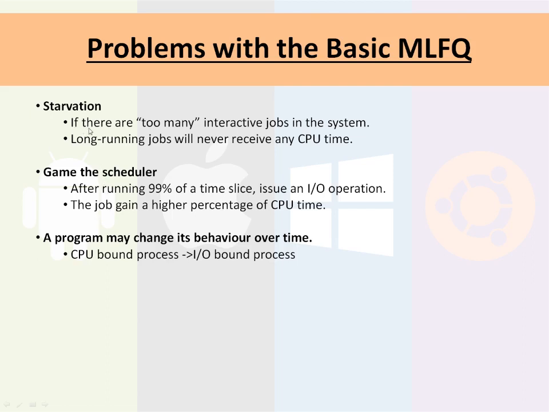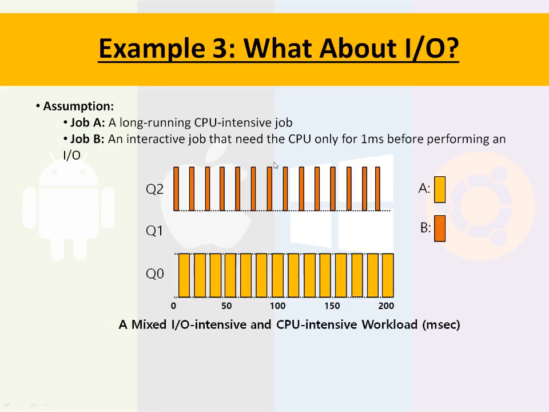So starvation states that if there are too many interactive jobs in the system, long-running jobs will never receive any CPU time. So if I go back to the previous example, what if I had like job C, which was exactly the same as job B? Well, they would both sit in this high priority band. And in that case, when job B is being processed and then it waits for input output, well then job C would then be scheduled because it would be in this high priority.